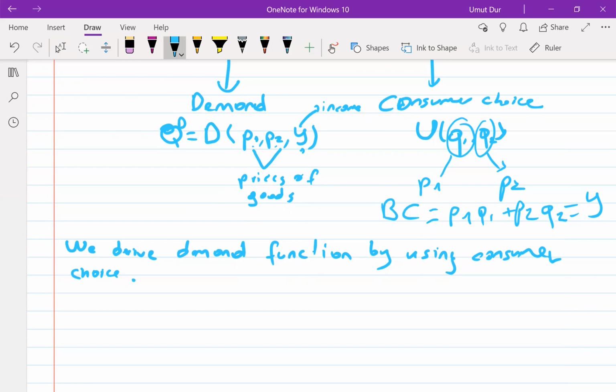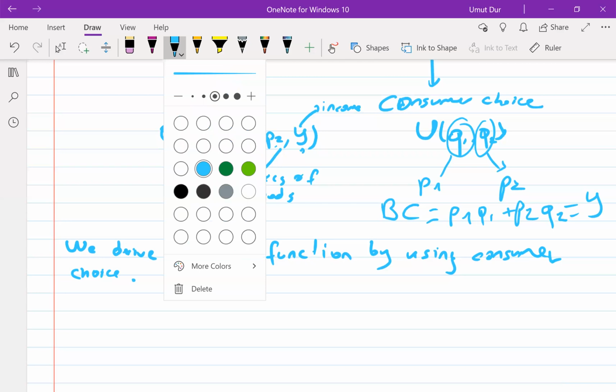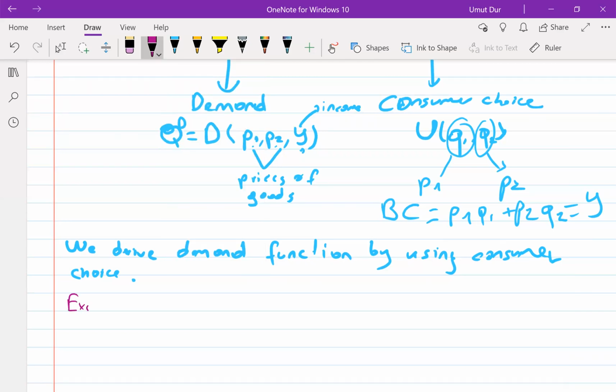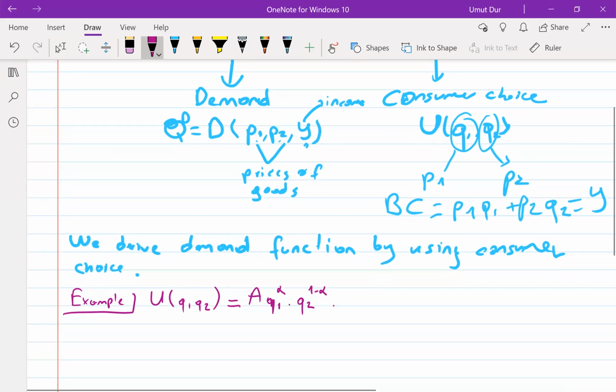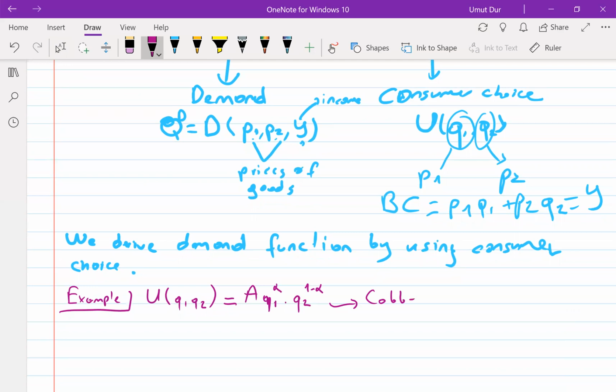So let's start with an example. We will go over two examples of utility functions, and they will be very explanatory. The first example that we will work on is the Cobb-Douglas utility function. So this is the Cobb-Douglas utility function.